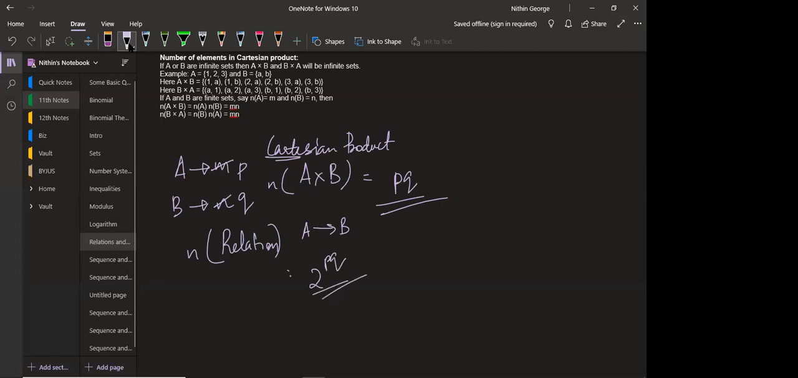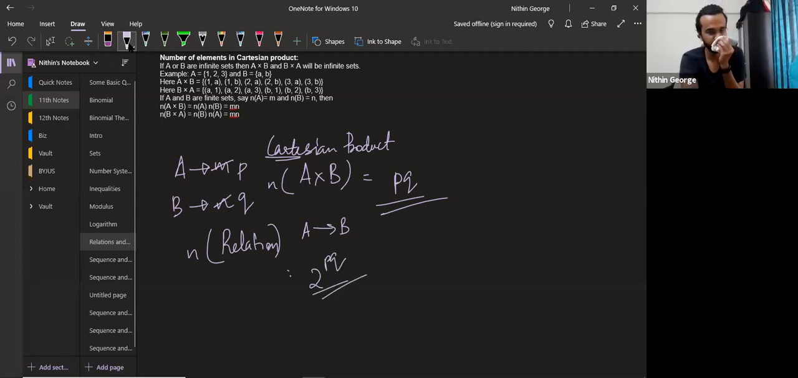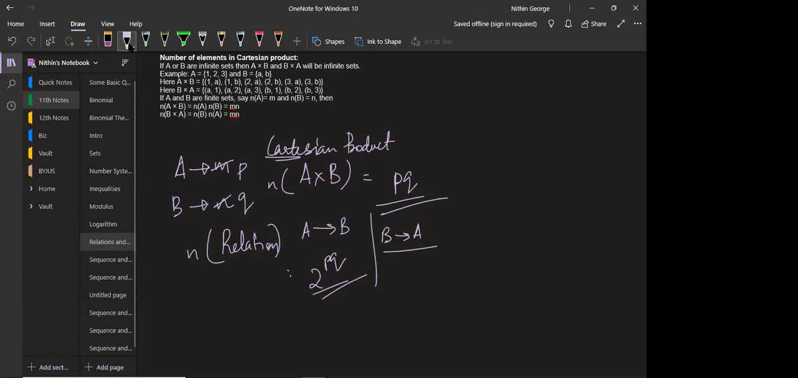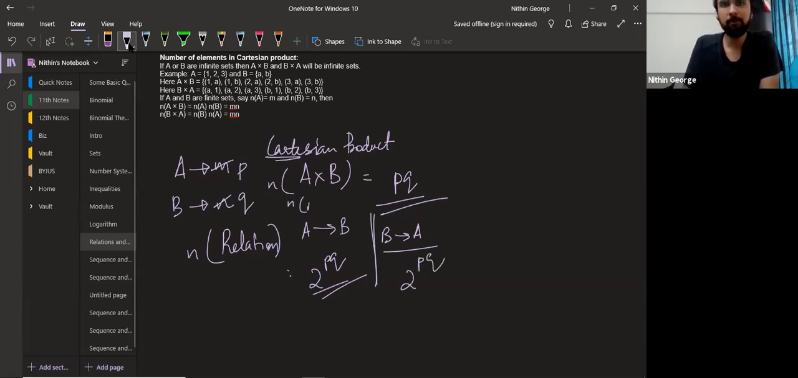Lovely. So this is about relations. The number of relations you can draw from A to B, and the number of relations you can draw from B to A, is 2 power pq. Same answer, guys. Remember, the Cartesian product from B to A will also have q into p elements.